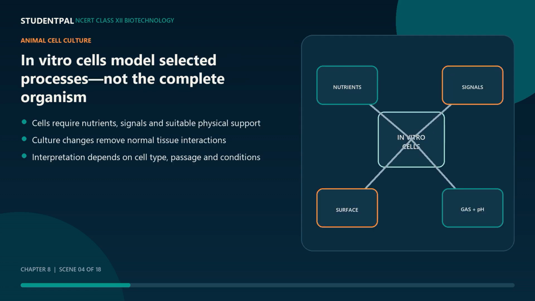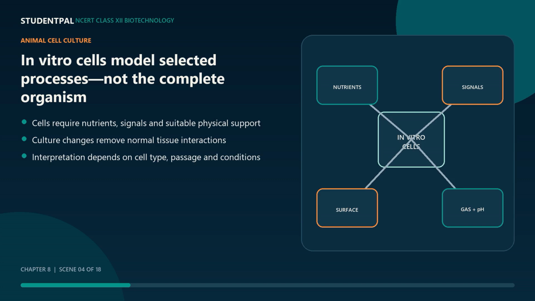Animal cell culture maintains isolated cells in a controlled artificial environment. The system may preserve useful features of the source tissue, such as receptors, metabolism or production of a specific molecule, but isolation changes context. Neighboring cells, extracellular matrix, circulation, immune signals, and organ-level regulation may be missing or simplified. Culture conditions can also select subpopulations over time.